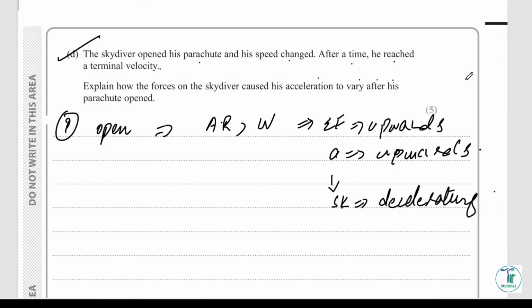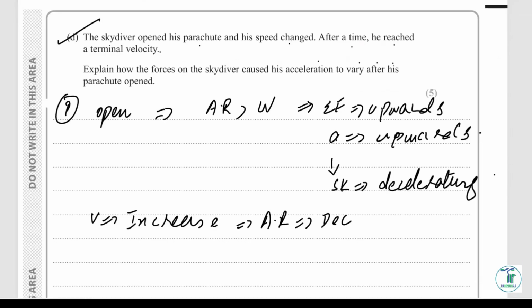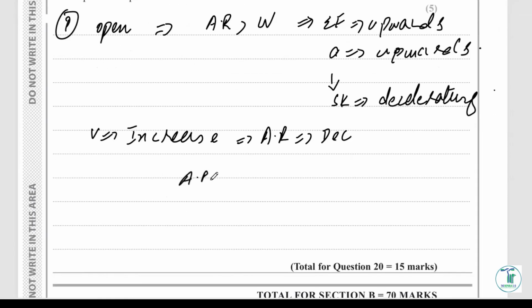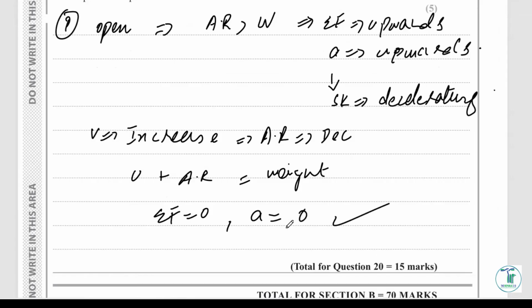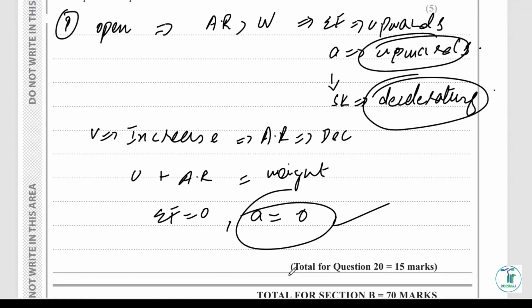As the speed decreases, at the same time, the air resistance would decrease as well. And as the air resistance decreases, what does that mean? That now the air resistance plus the upthrust acting on the body should be equal to its weight. And as soon as they become equal to the weight, the resultant force should be zero and the acceleration is supposed to be zero as well. So that is how the acceleration varies from him jumping down to parachute opening.